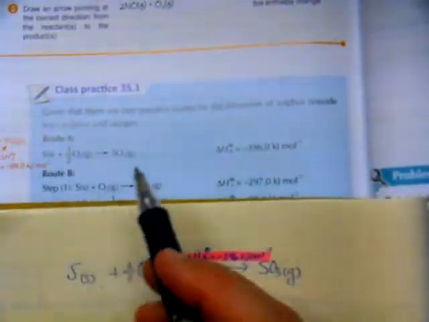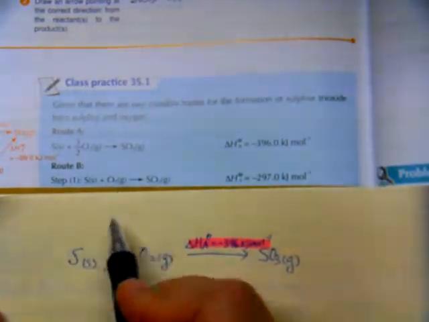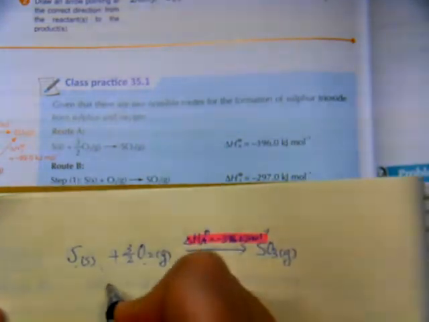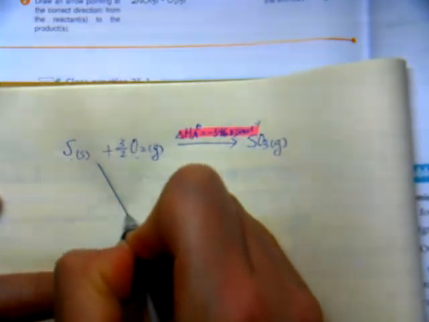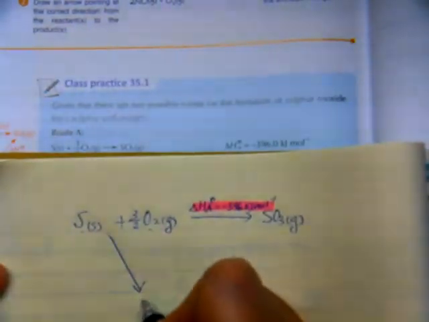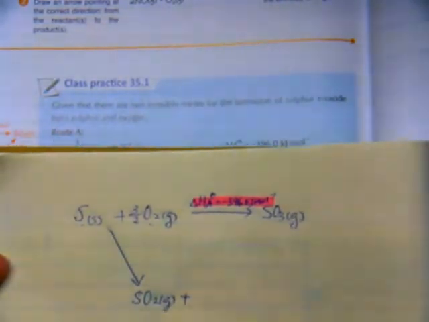Next, route B. Sulfur reacts with only 1 O2 to form sulfur dioxide. So I point it downwards. Have sulfur dioxide. But something is left behind, remaining in excess.